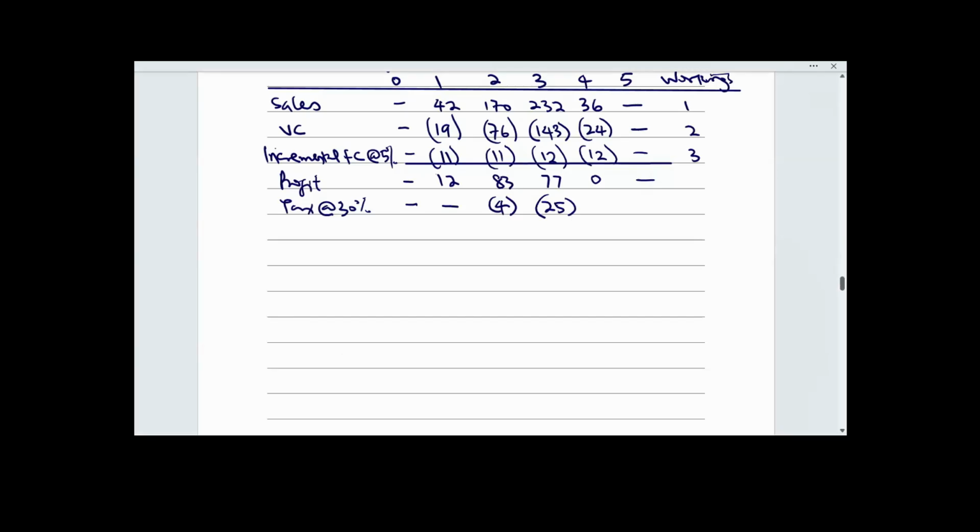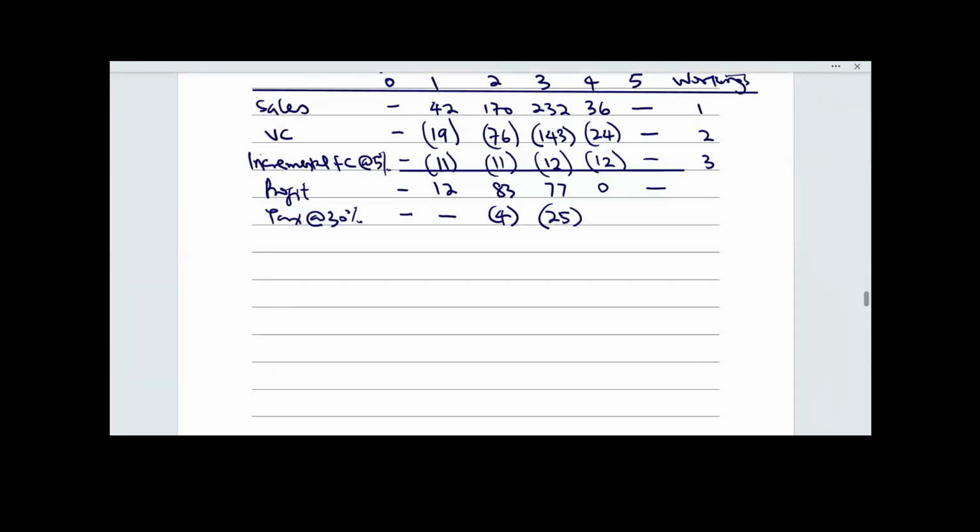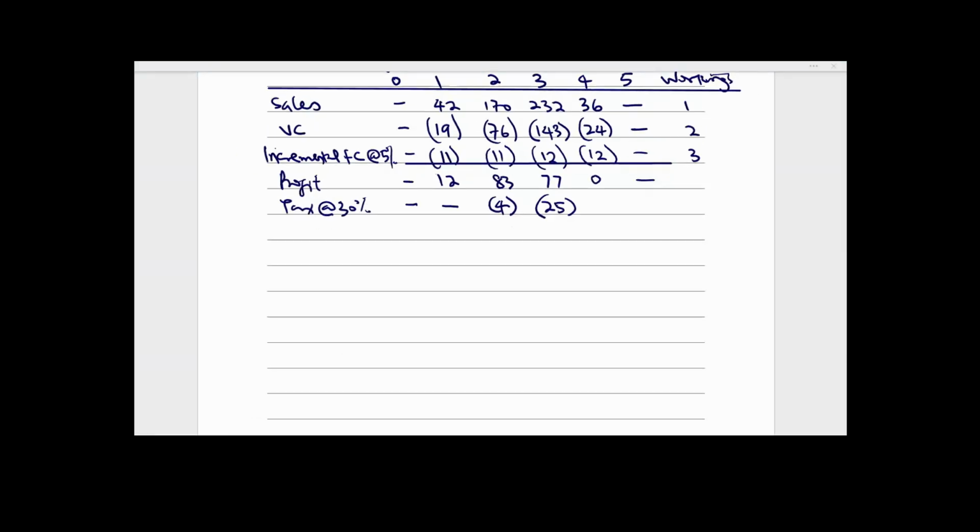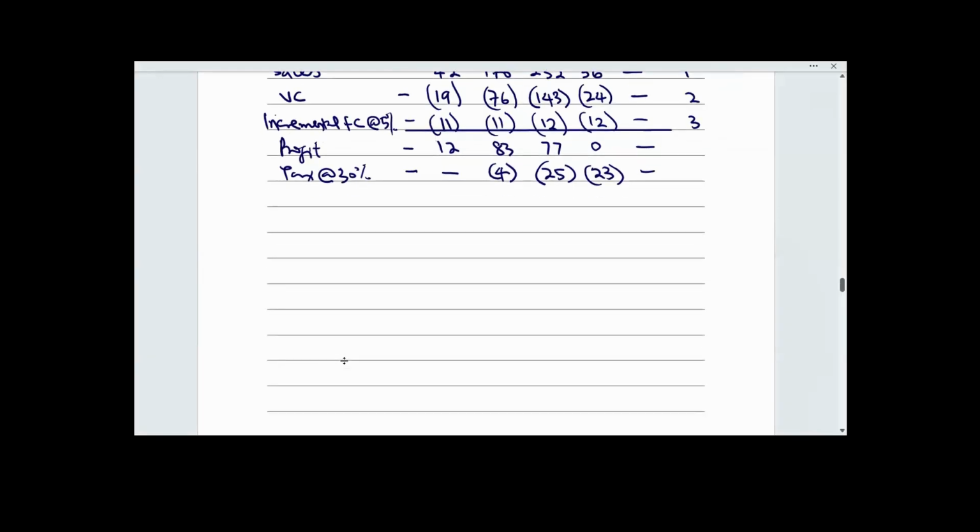Also, profit of year 3 of 77 multiplied by 0.3. That's 23.1, rounding 23. Okay. Then profit of year 4. In year 4, we have 0, so you put a dash. All right, we put a dash because we rounded our number, so no worries. So we put a dash.